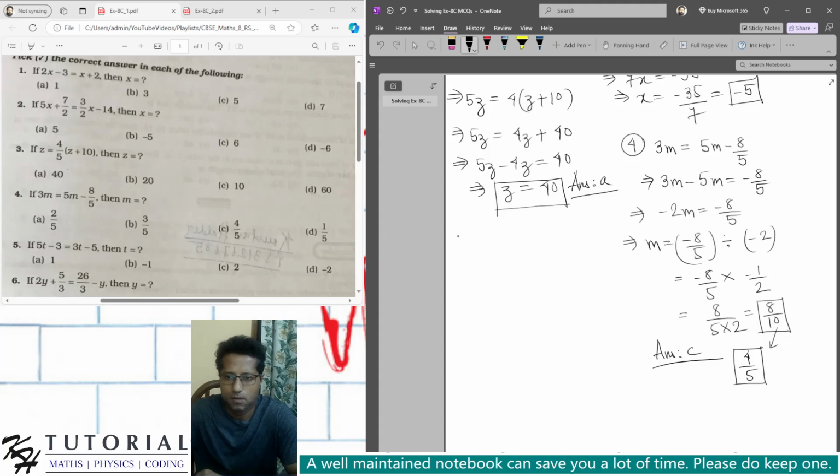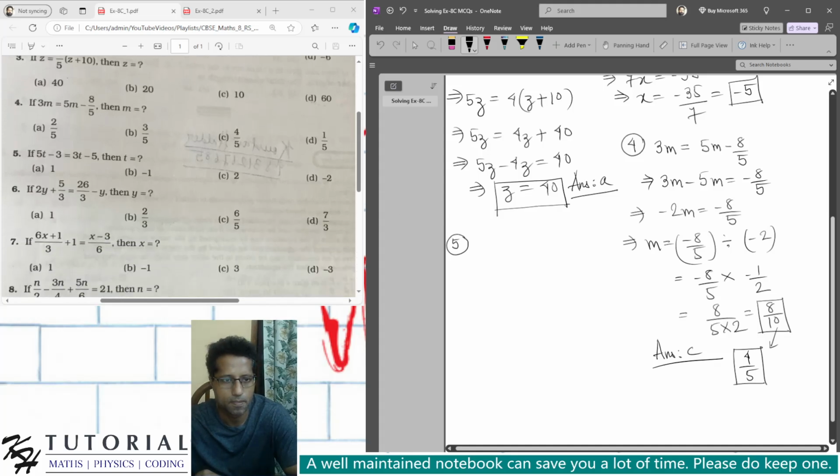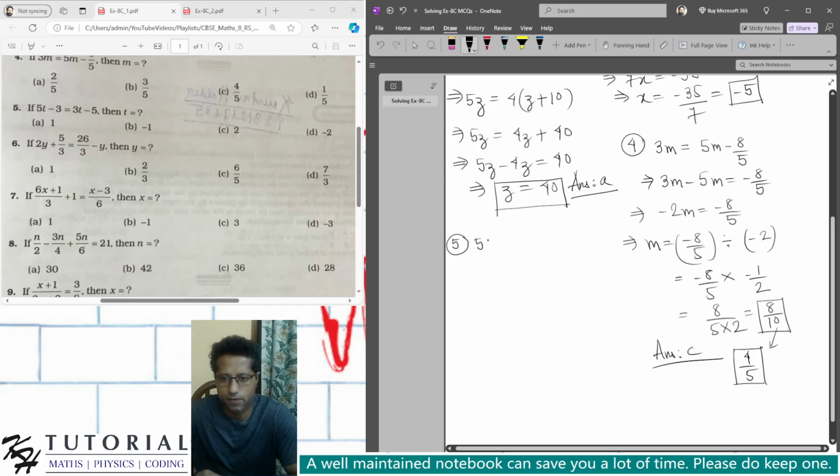Okay, let's solve problem number 5. So the given equation is 5t minus 3 is equal to 3t minus 5.